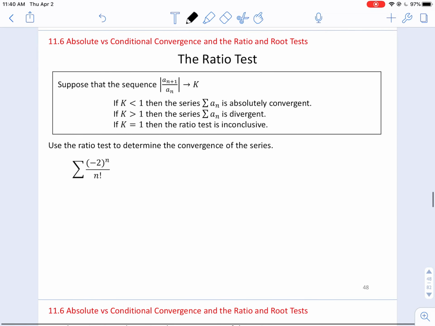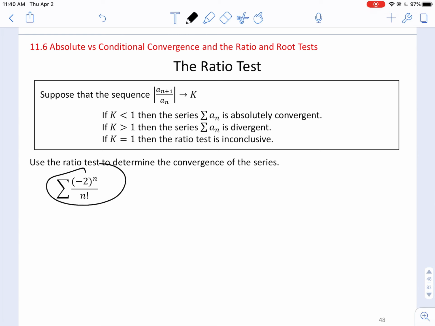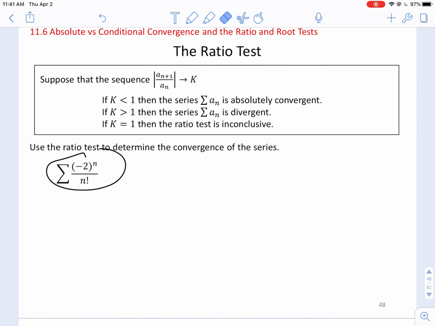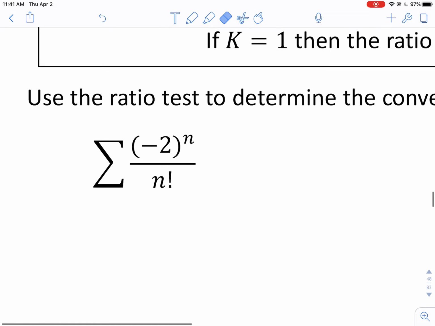All right, so our first example to illustrate this is right here. And notice that there's factorials present. That's almost always a dead giveaway that you should be working with the ratio test. Let's go ahead and just take a quick moment and write out some of these terms, what they would be, and let's assume a starting value of n.